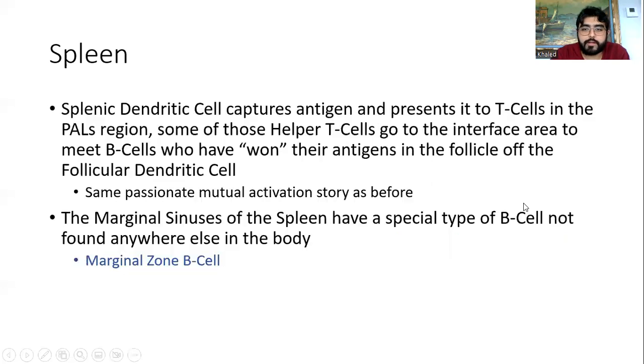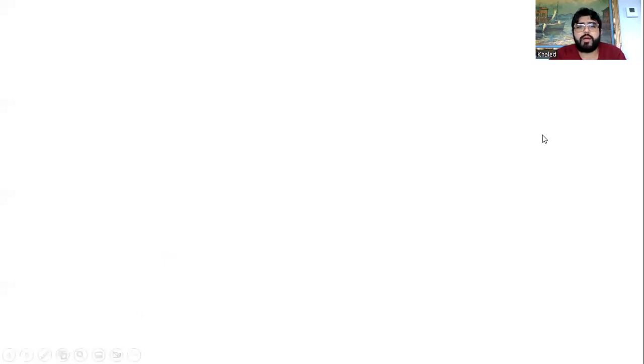So let's draw out the general schema of the spleen. Okay, so the way you want to think about it, right?